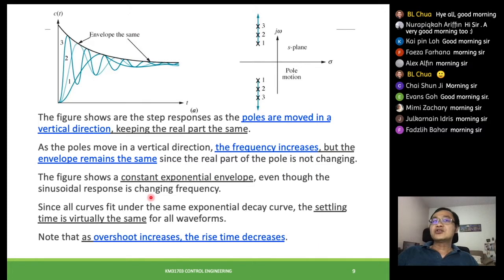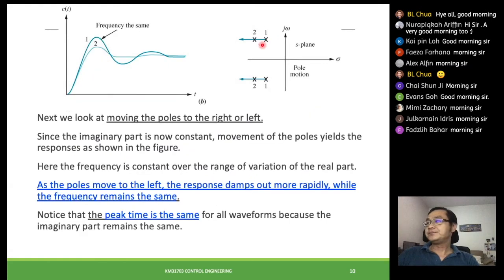Then also because of that, as the overshoot increases, the rise time also decreases, right? So this is the relationship when we shift the pole from the lower part to the upper part.